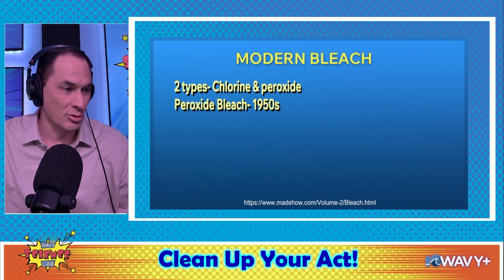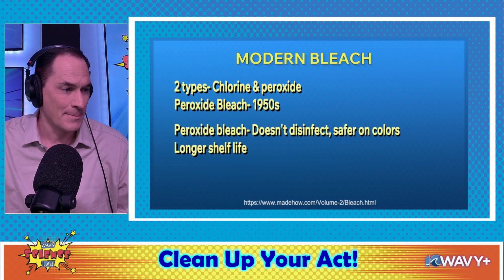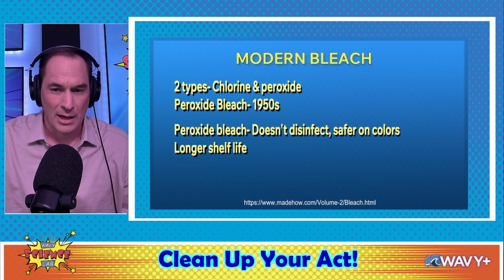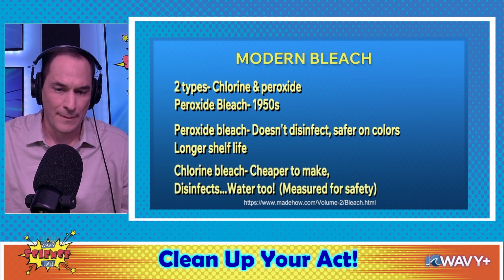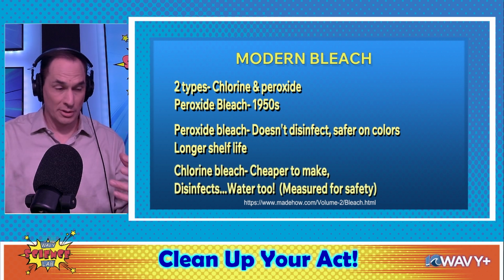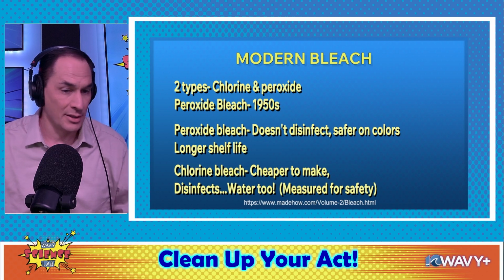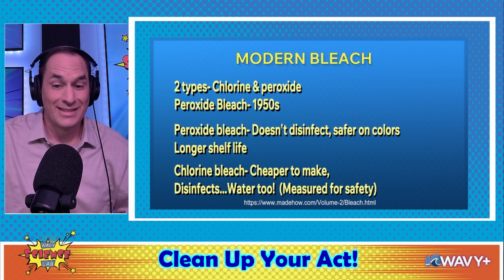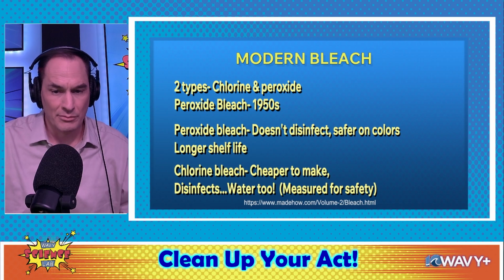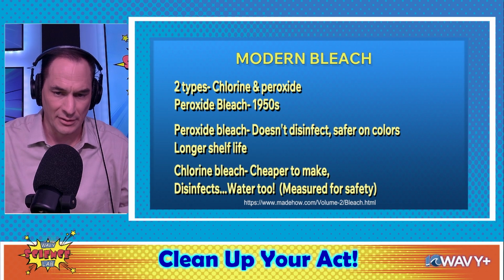So modern bleach, there's two types, chlorine and peroxide. Peroxide bleach developed in the 1950s, and it doesn't disinfect. It's safer on colors, longer shelf life. But the chlorine bleach, which is what we use to clean very commonly, is cheaper to make. It does disinfect, and the water too. So this is all measured for safety, all of it.